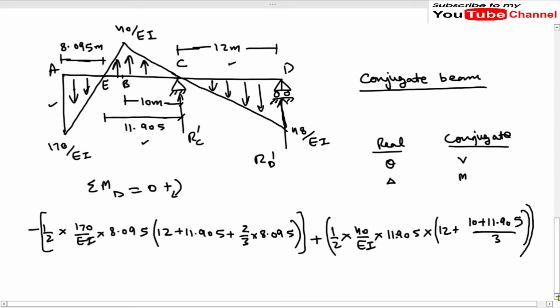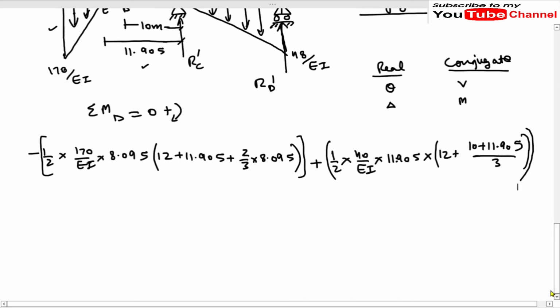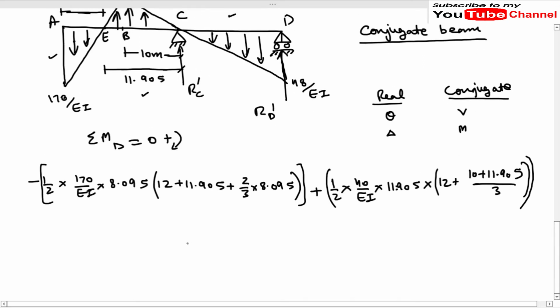Now we have another triangle which is in this portion CD. So the bending moment due to this triangle will be negative, and I will write here minus 1 by 2 times the length of CD, which is 12 meters, multiplied by 48 divided by EI. It is 48, sorry, it is 48 multiplied by the distance of CG, so it will be 12 by 3. And another reaction which we have is this RC dash. So the moment due to this RC dash will be 12 RC dash is equal to 0.